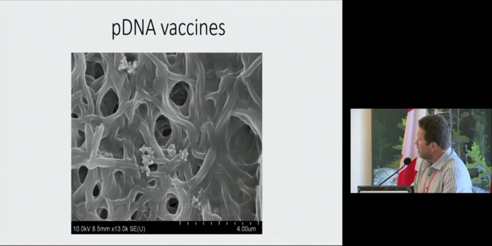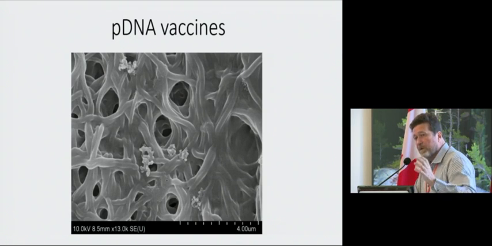Another example is showing nanofibers with plasmid. So this is a way to DNA vaccination, or we can formulate plasmid also in liposomes, and it's a more advanced system for DNA vaccination, or we can combine DNA particles with antigen, so in one particle you can reach both DNA and recombinant protein vaccination. It's a modern approach.